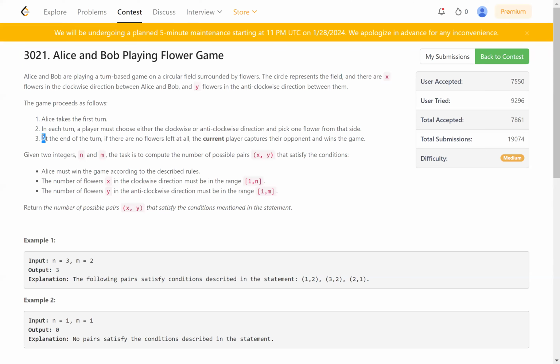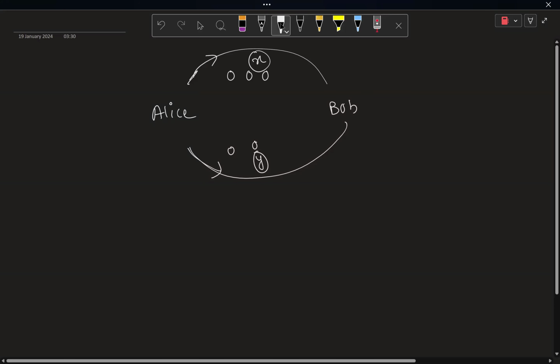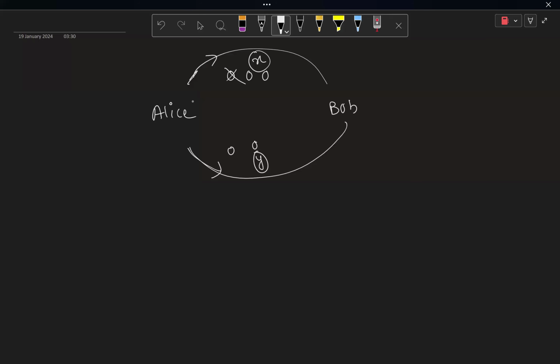And it has been given that at the end of the turn, if there are no flowers left at all, the current player captures the opponent and wins the game. So just imagine Alice plays her turn, she takes this flower, then Bob takes this flower, then Alice takes this one, Bob takes this one, and Alice takes this one.